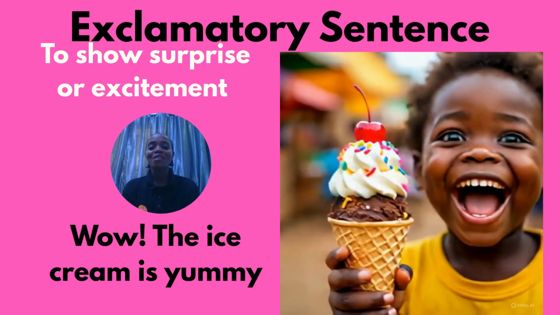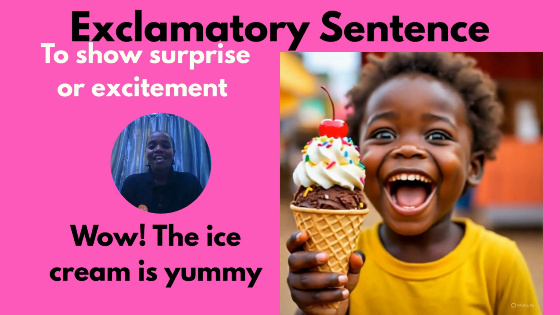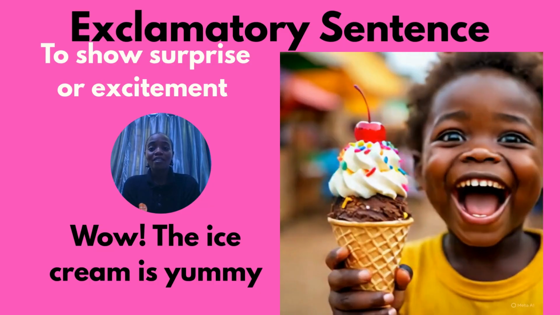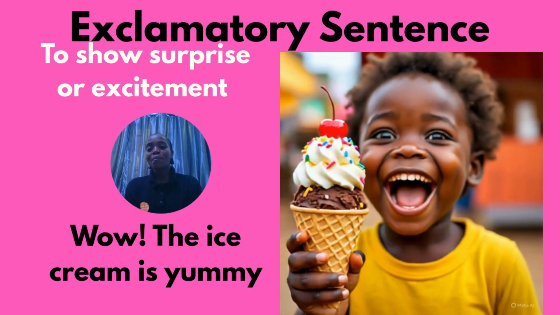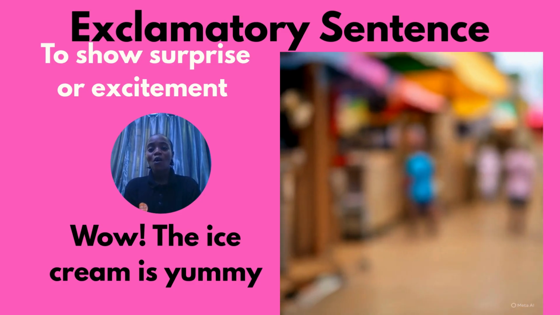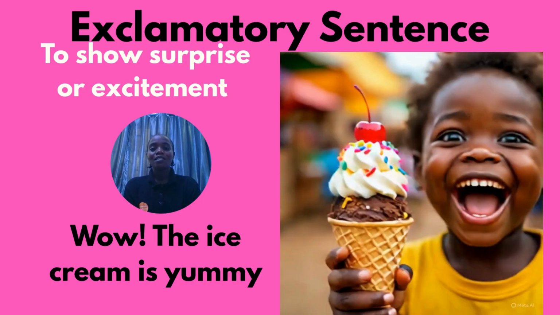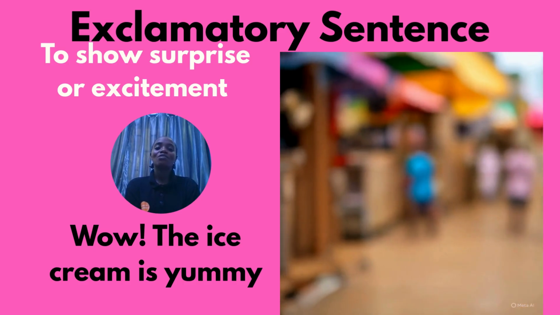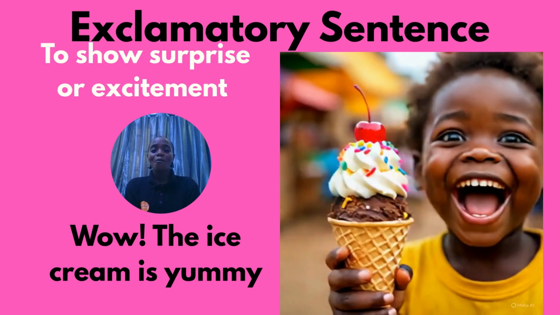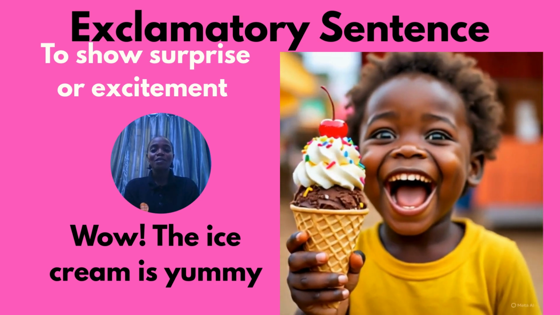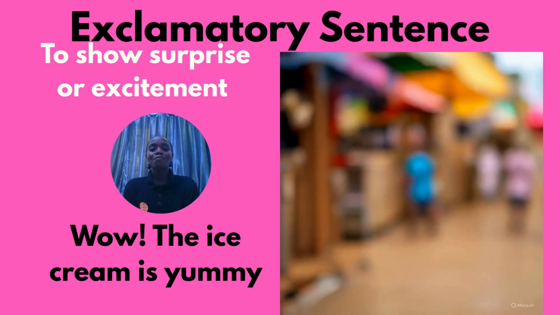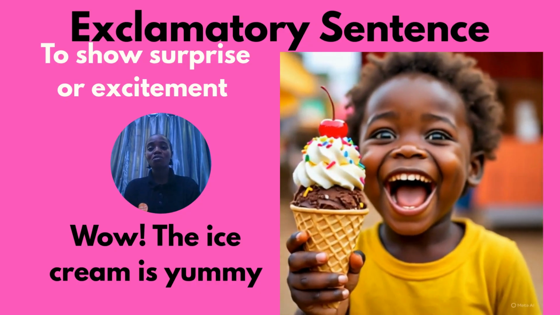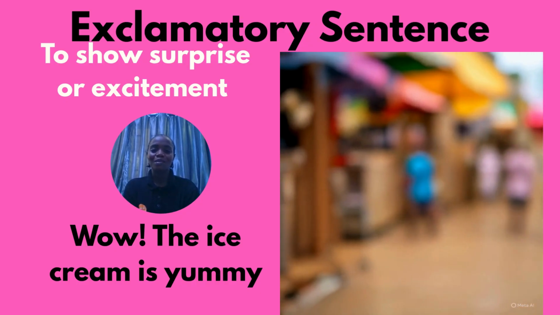And lastly, we'll be talking about exclamatory sentence. This type of sentence is used to show a surprise or excitement. Maybe you are surprised at something or you are excited. So, your expression at that moment is called exclamatory sentence. For example, wow, the ice cream is yummy. Oh my God, that's a beautiful performance. So, we use exclamatory sentences to show surprise or excitement.